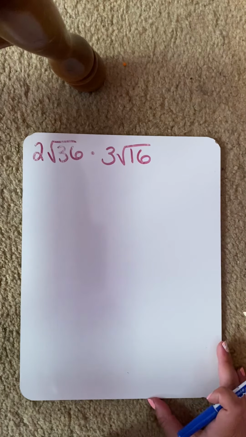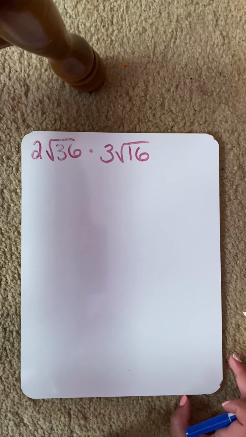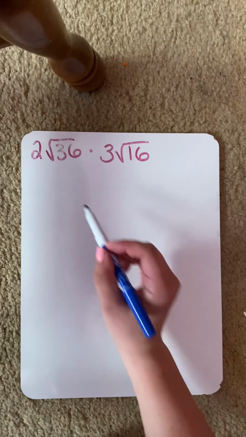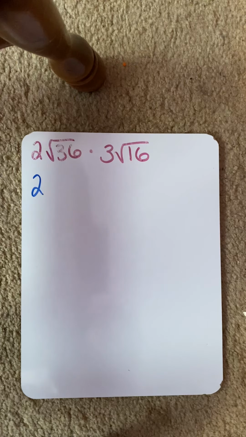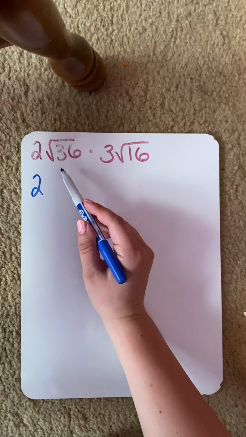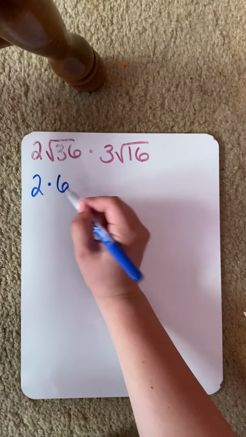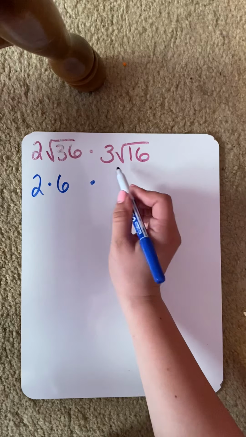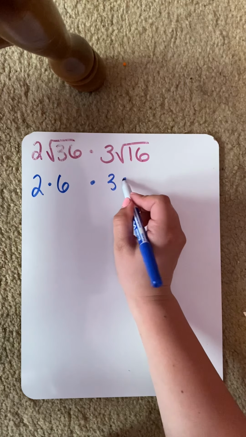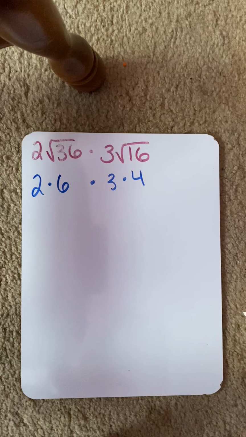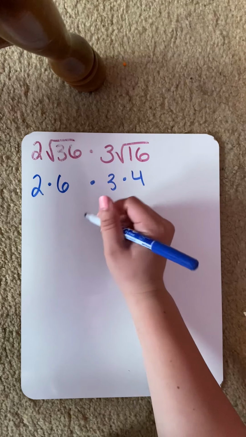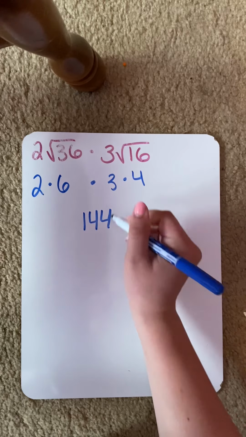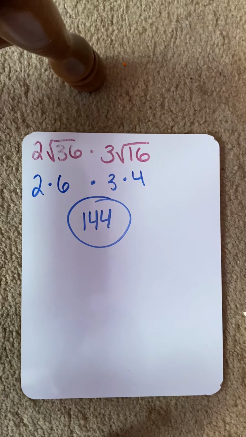The last one we're going to look at is 2 times the square root of 36 times 3 times the square root of 16. So this one I would definitely simplify first, but I'll show you it both ways. So the square root of 36 is 6, so it just comes out. Then we carry down our 3. The square root of 16 is just 4. So we do 2 times 6 times 3 times 4, and it gives us 144. So that would just be our final answer.